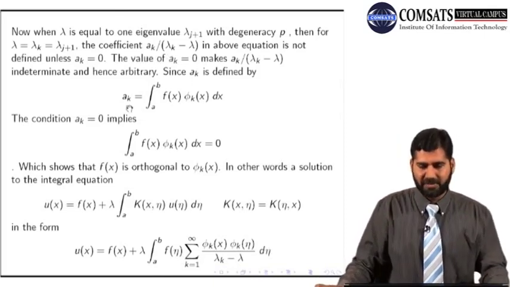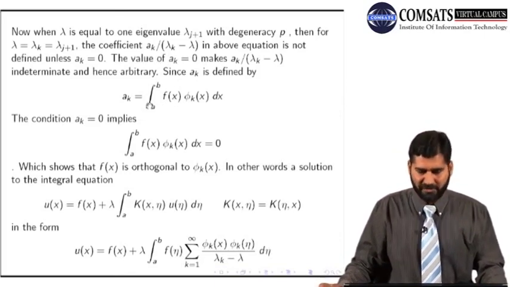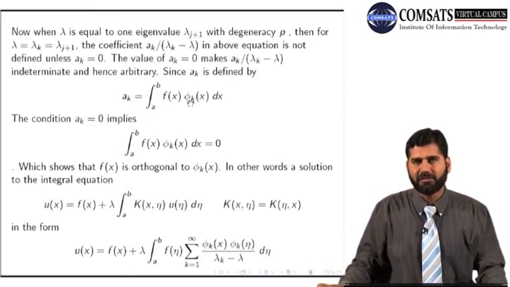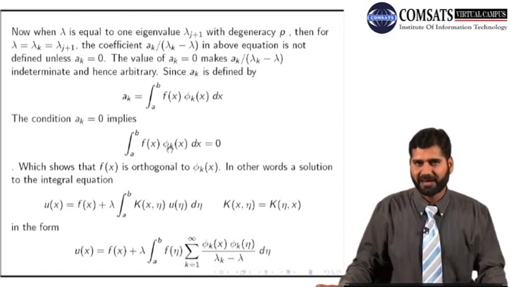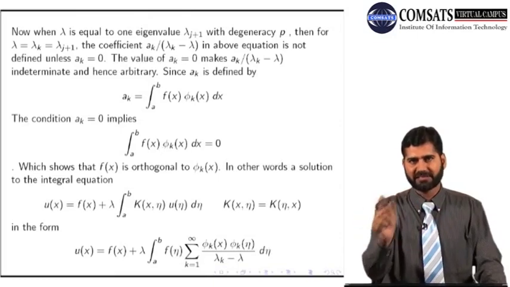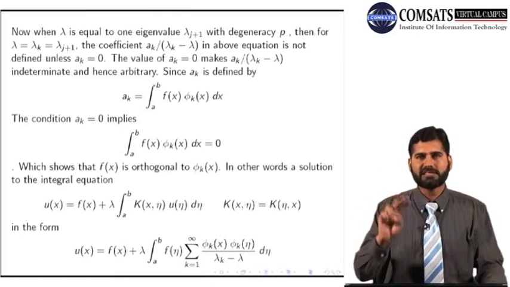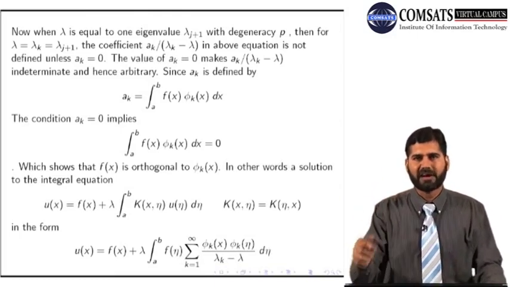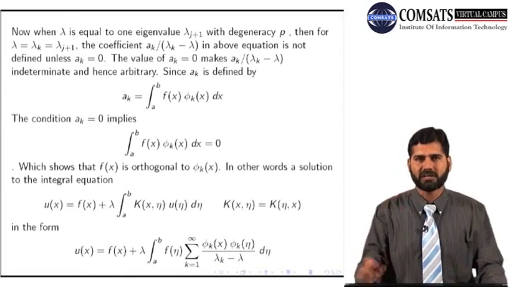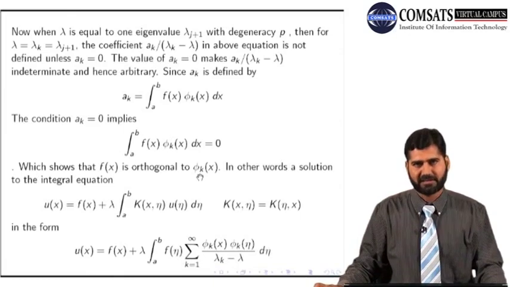Now a_k, if you recall from our previous lecture, we defined by the integral of f(x) times phi k of x dx. If this thing is equal to 0, it means f is orthogonal to phi k. The integral from a to b of the product of f and phi k of x is called the inner product of these two functions. If this is equal to 0, then f and phi k of x are orthogonal to each other. Alright, which shows that f(x) is orthogonal to phi k of x.